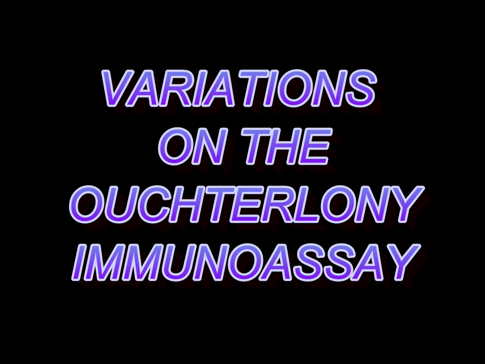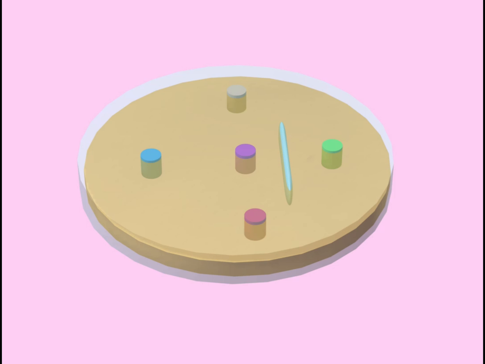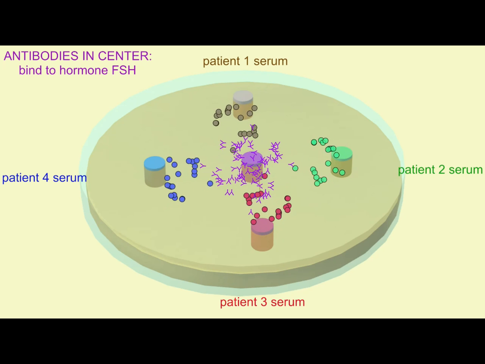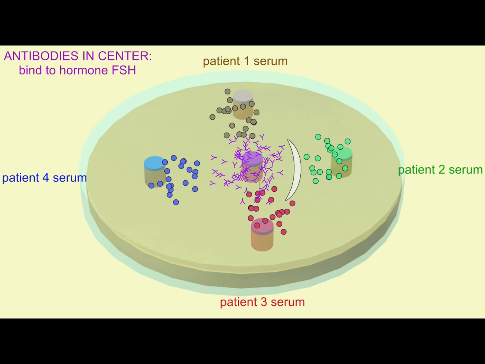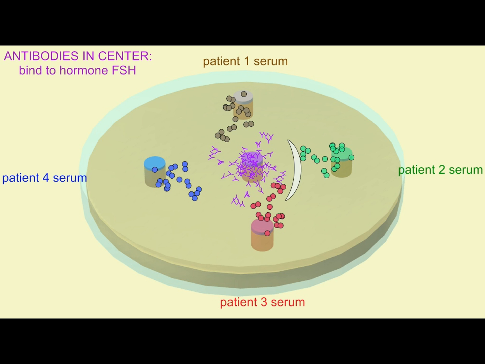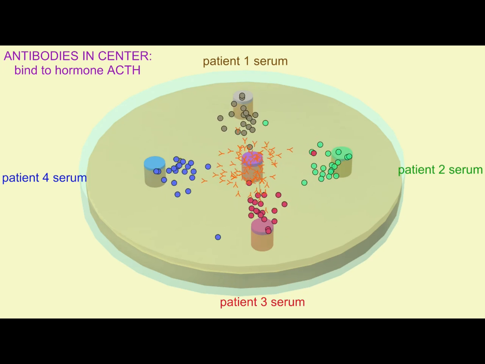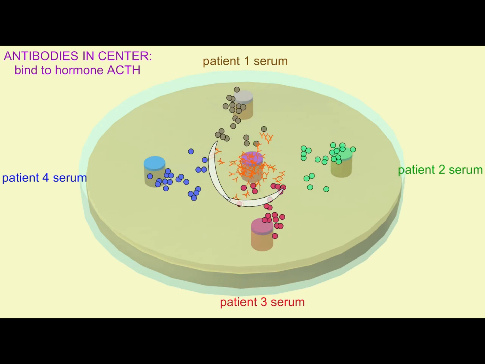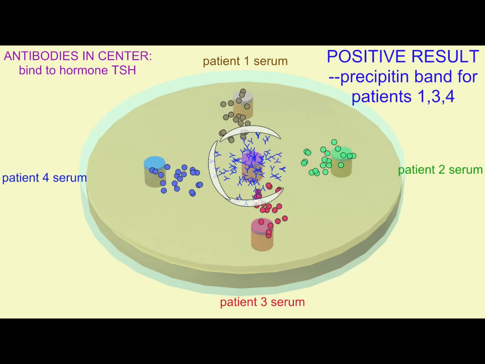This immunoassay can then be varied in that multiple wells can be created and a variety of different questions can be tested. So for example, in this first case, there is the antibody for a specific hormone placed in the center well, and the serum of 4 different patients placed in the surrounding wells. Precipitin bands may form between the center well and any or all of the wells of the 4 patients, and so this can lead to a variety of results.